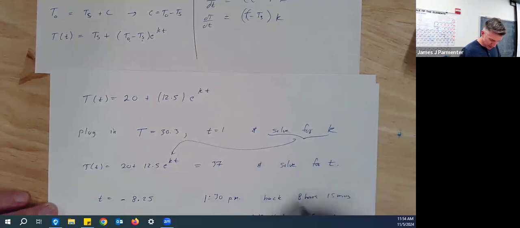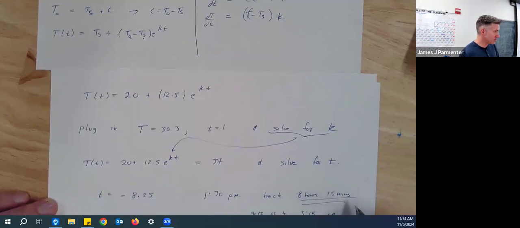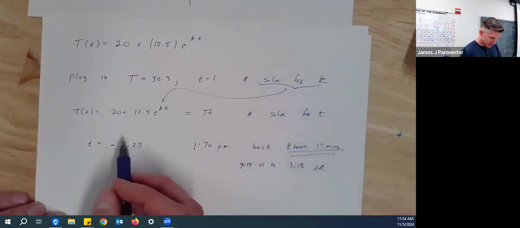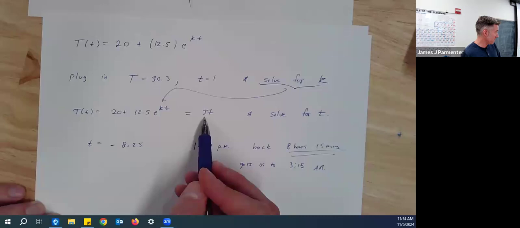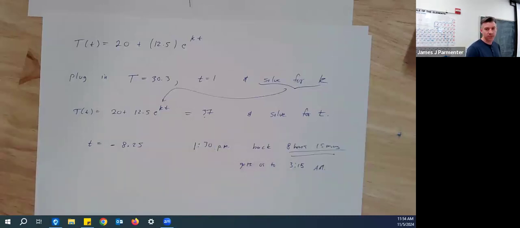I will point out I am totally making up this number, right? You actually have to find the number by setting this equal to 37 and solving for t. But that's the idea for this kind of problem. All right, I should definitely stop talking. It's 11:54.